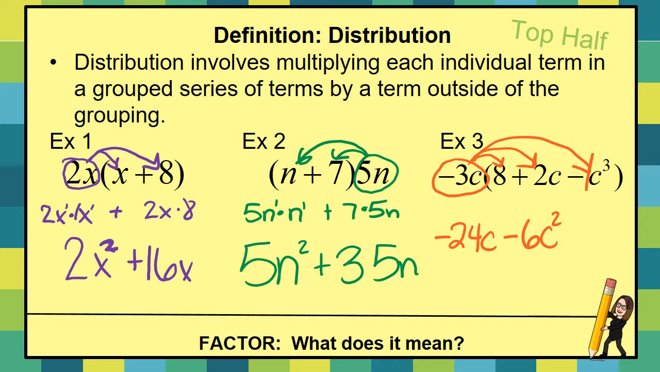This last term I'm going to put a 1 in front. That means I have a negative 3c times a negative 1c cubed. If I have a negative 3 times a negative 1, that's a positive 3. And a c times a c cubed, well, if this has an exponent of 1, I now have an exponent of 4. Remember, when multiplying like bases, you add the exponents.